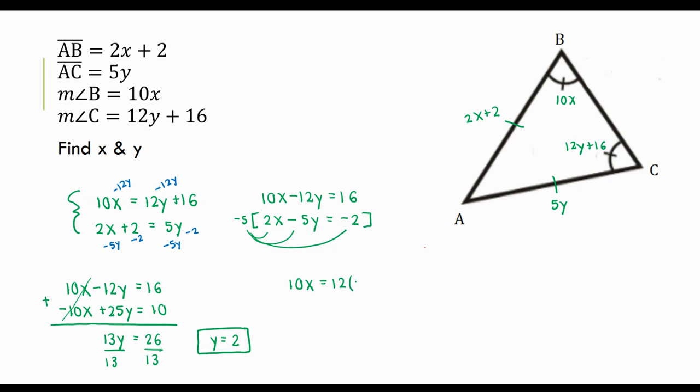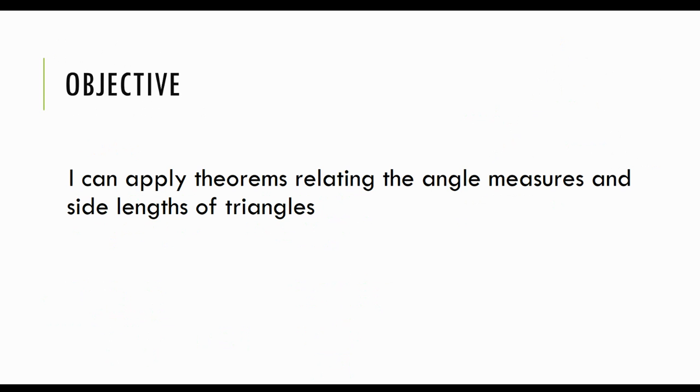I'm going to substitute the 2 in for the y. So we'll have 10x now equals 12 times 2 is 24. I'm going to add 16 onto that now. So that's going to give me 40. And so then I'm going to divide both sides by 10. And I get a value of x to be 4. So there is x and y. Okay, so that's us applying theorems relating angle measures and side lengths of triangles.